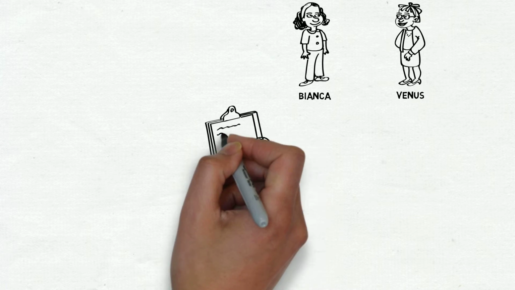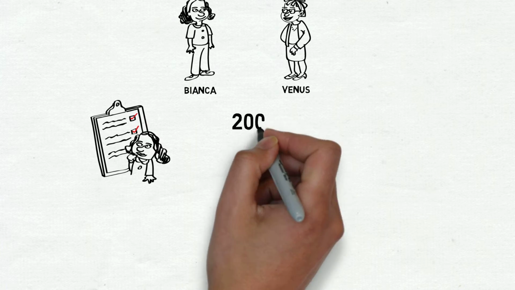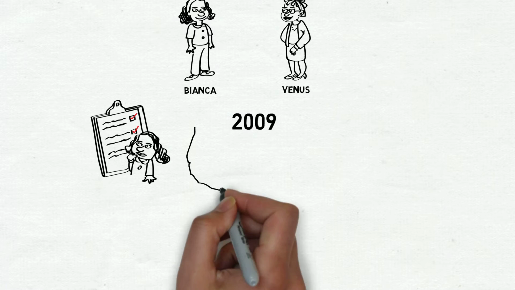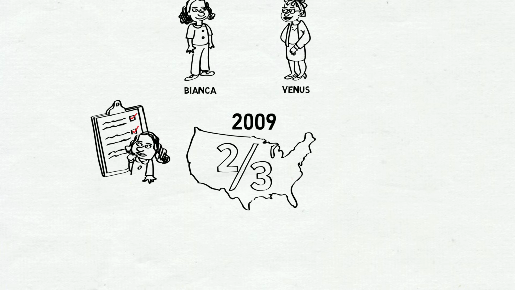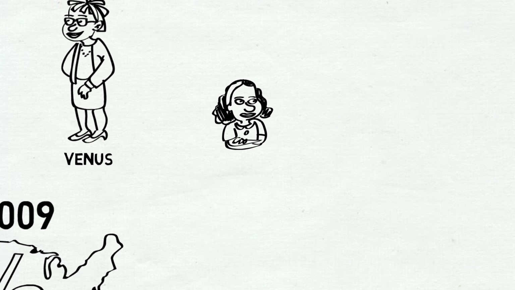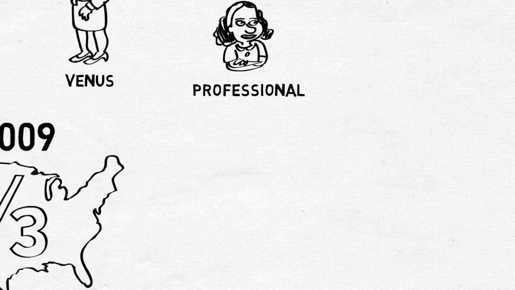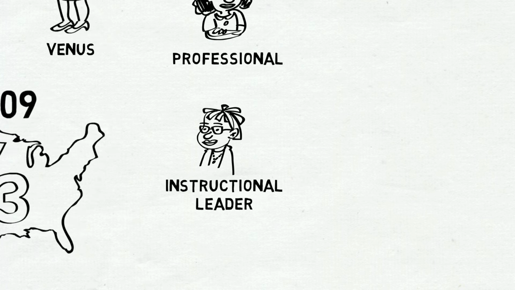Traditionally, the majority of these evaluations were perfunctory, checklist-based reviews, where almost all teachers were rated satisfactory. But since 2009, in response to changes in federal and state policy, nearly 2/3 of states have sought to measure teacher effectiveness in more sophisticated ways, viewing teachers like Bianca as professionals who learn and grow throughout their careers, and principals like Venus as instructional leaders.